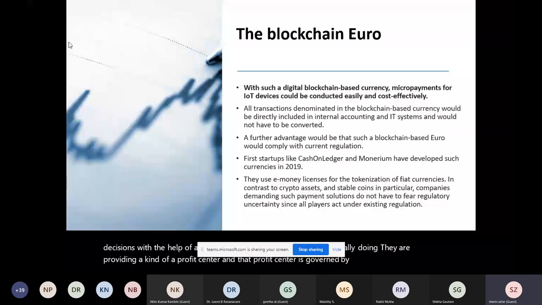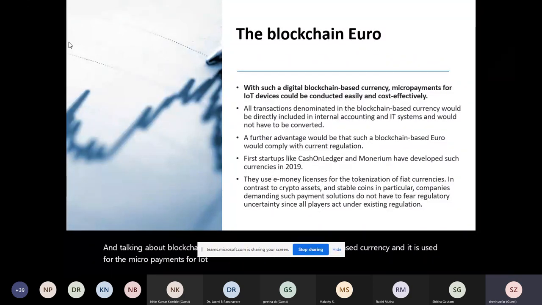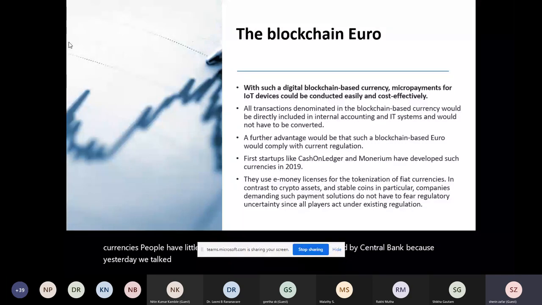And talking about the blockchain euro, this is again a digital blockchain based currency, and it is used for micro payments for IoT devices. But for the Indian perspective, it will take time. So the startups in 2019, Cash on Ledger and Monerium, have developed this type of currencies. People have little less trust in that because it is not owned by a central bank, because yesterday we talked about how central bank digital currencies are more trustworthy.